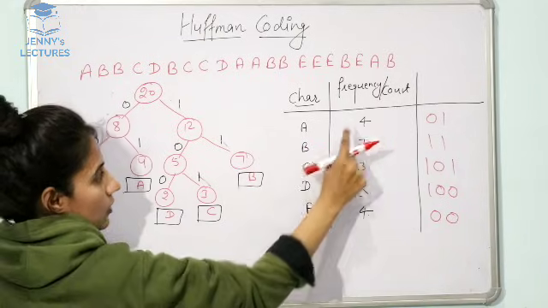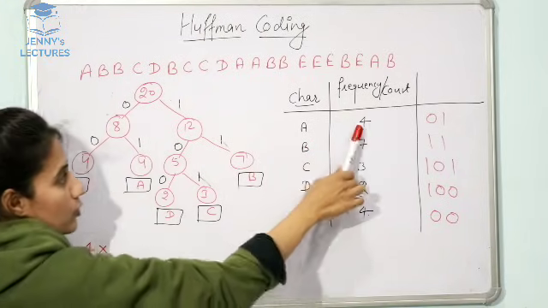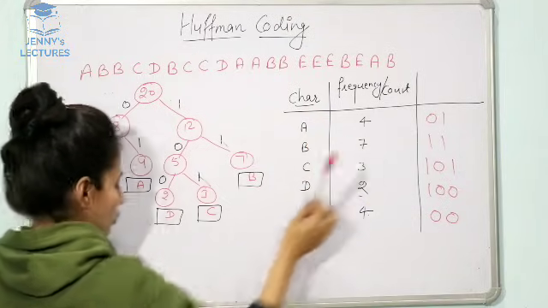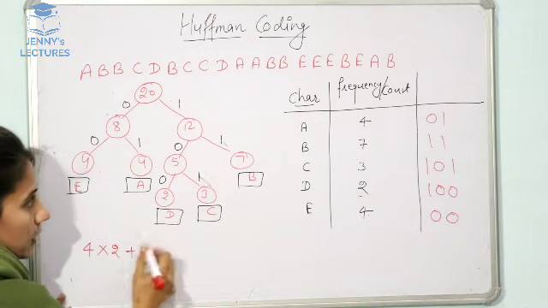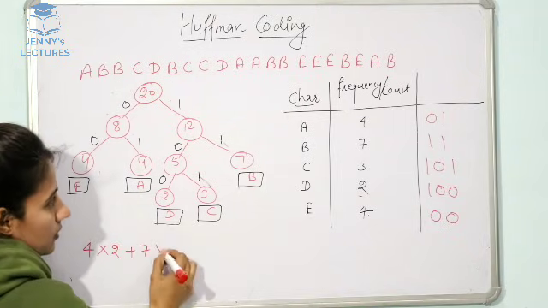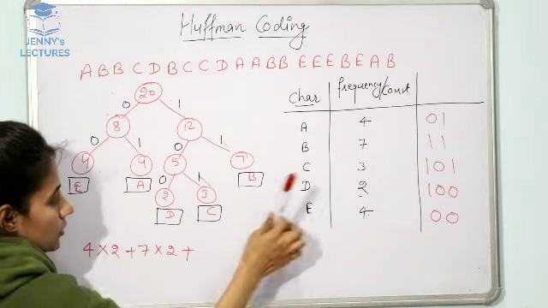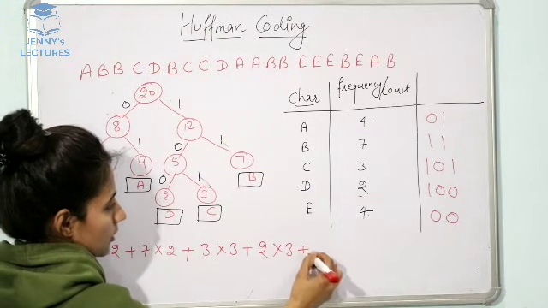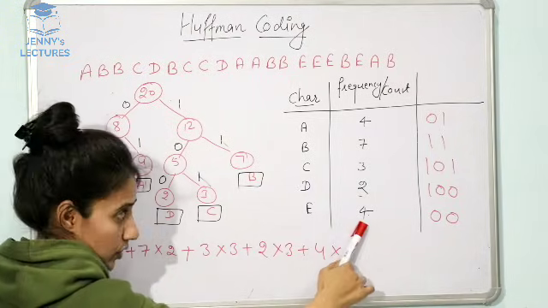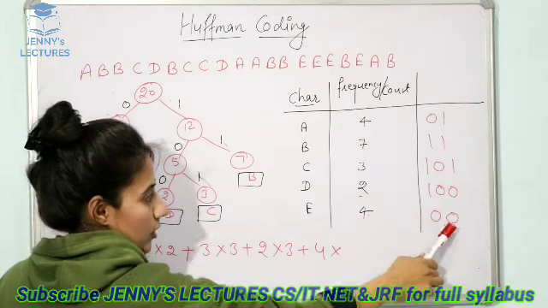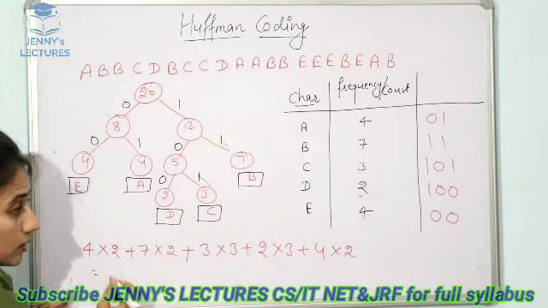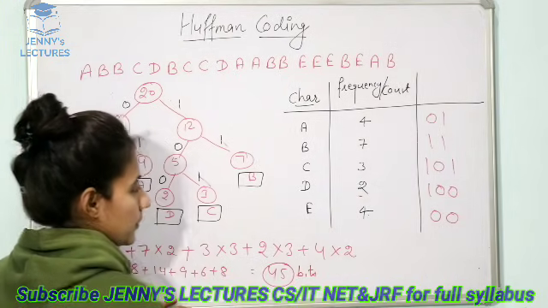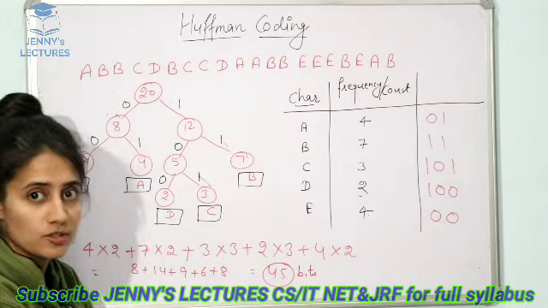See, the frequency of A is what? 4. 4 into the number of bits used to represent A, which is 2. 4 into 2, plus for B 7 into 2, plus for C 3 into 3, plus for D 2 into 3, plus for E 4 into 2, frequency into number of bits. The total number of bits would be 45 bits for only this message.